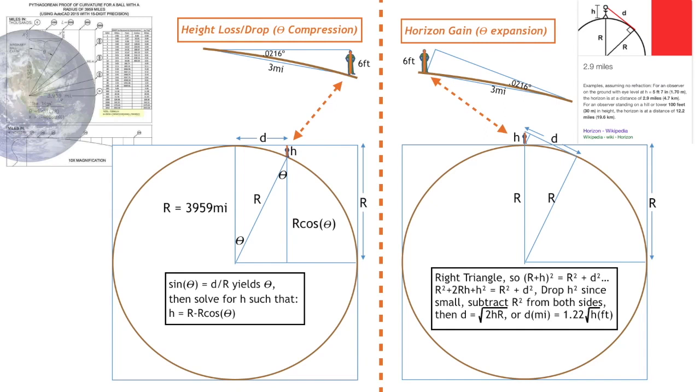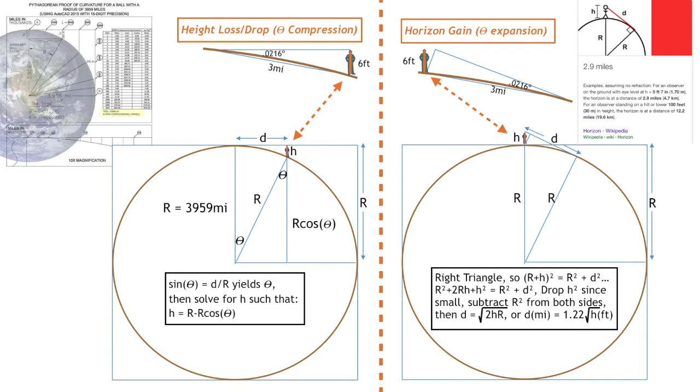And then you're going to solve for the height of that drop, such that the height is going to equal the radius minus the radius times the cosine theta. And you can see from the trigonometry there how you get those angles from those arc lengths and so forth. You can alternatively get a horizon gain or theta expansion formula pretty simply by just using a right triangle.